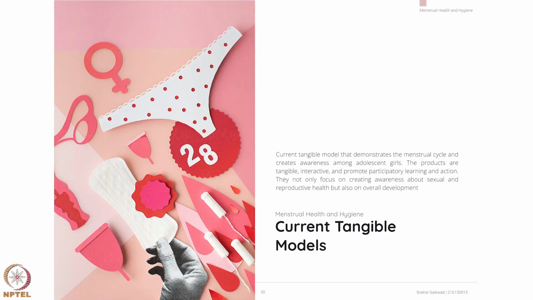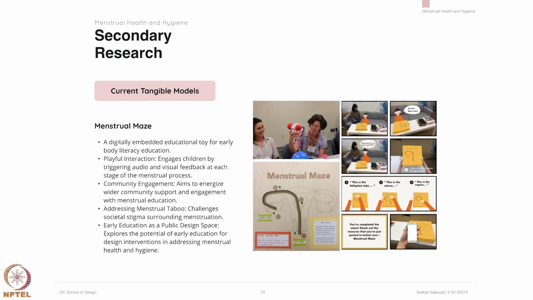Then I looked at what the current tangible models are that explain this process. So right now there is the Menstrual Maze. It's an interactive book that 3-4 players play, and they try to get the egg from the ovary to the uterus via the fallopian tube and down through the vagina.